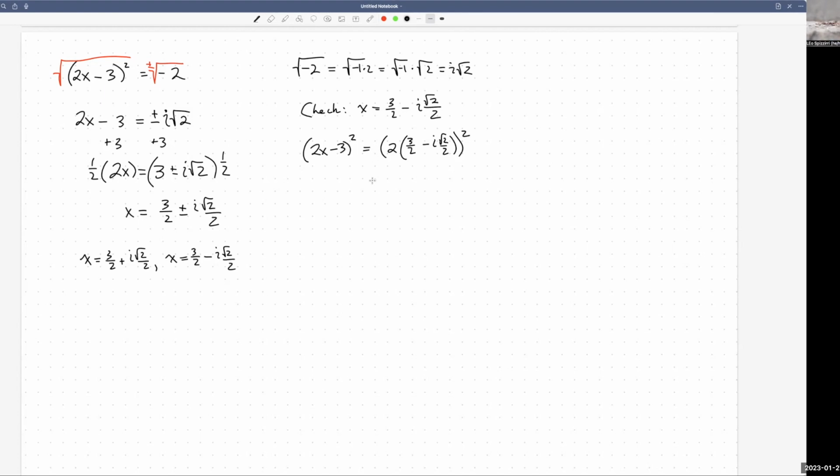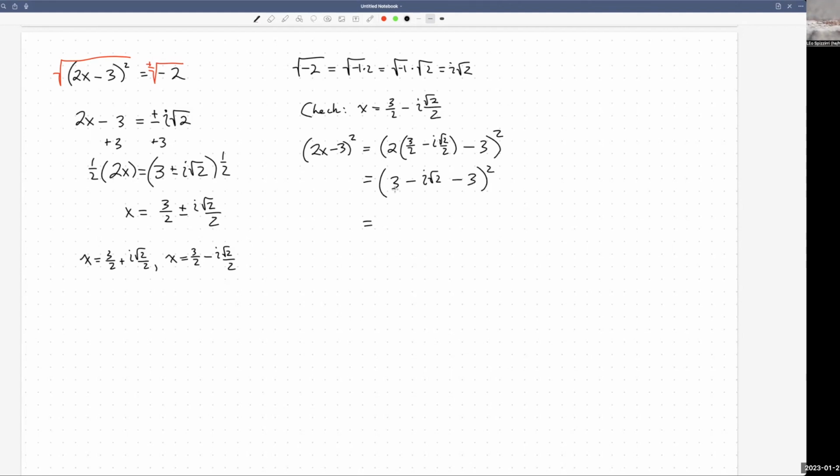And, oh, I forgot my -3. Pardon me. I knew something was wrong. -3, this whole thing squared. So now manipulating inside, I'm going to expand by multiplying through by 2. So 2 times 3/2 gives me 3. 2 times i root 2 over 2 just gives me i root 2. And then we have a -3 squared.